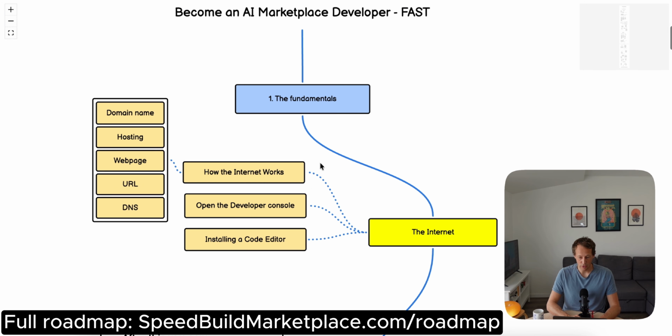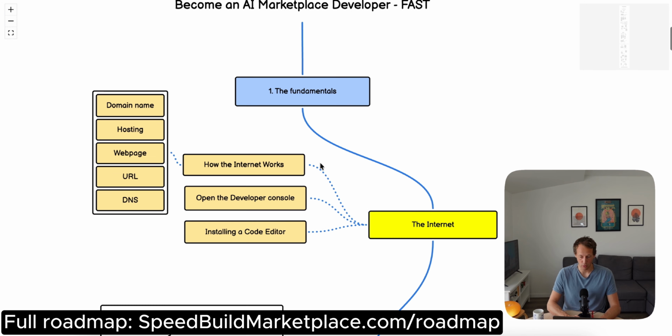First of all, you need to know the very fundamentals. So how the internet works, and you also need to know what a developer console is and how to install a code editor. So you need to know about domain names, you need to know about hosting, you need to know what a web page is, what a URL is, and what DNS settings are. So all of these are basics for understanding how the internet works.